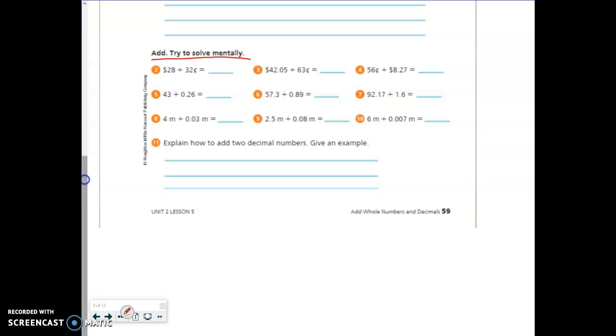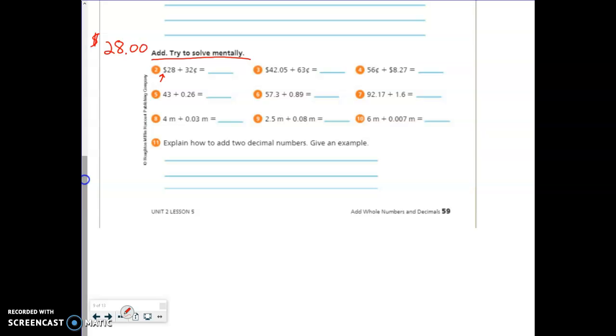So for problem number 2, the key is to identify what we're actually looking at here in terms of labels or symbols. If we look at this first number here, we see that that has a dollar sign. So that's representing $28. And if I write that out, that's going to be a 28 with a decimal point behind the 28, because this is how I would represent $28.